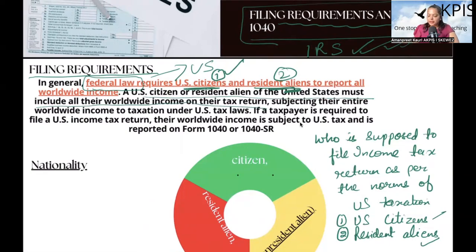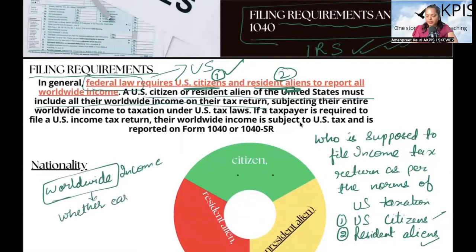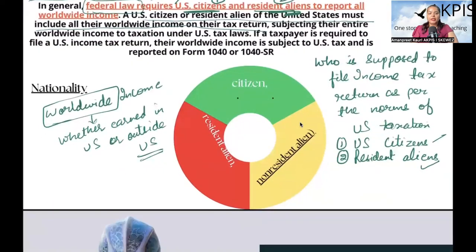Now, there is another term, worldwide income. What does that mean? Whatever you have earned in America, that's your income in America. But what does worldwide income mean? It means whether earned in America or somewhere else, whether earned in US or outside US. That is your worldwide income. Okay. So what is this worldwide income?